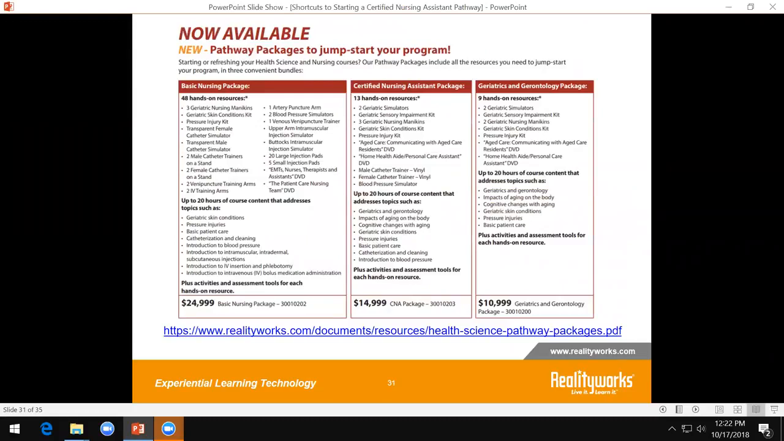So again, these are those pathway packages I was referring to. The CNA specific one is the one in the middle. And some of the slides that we showed you did list all of the simulators and the task trainers, and also all the content areas of the lessons. Again, if you're really wanting to focus more on the geriatric specific type of pathway, that's on the right. But if you have more of a broad nursing type of program, not just specific to that geriatric population, we do have a package for that as well, and that is on the left. And that really covers a great breadth of nursing hard and soft skills.